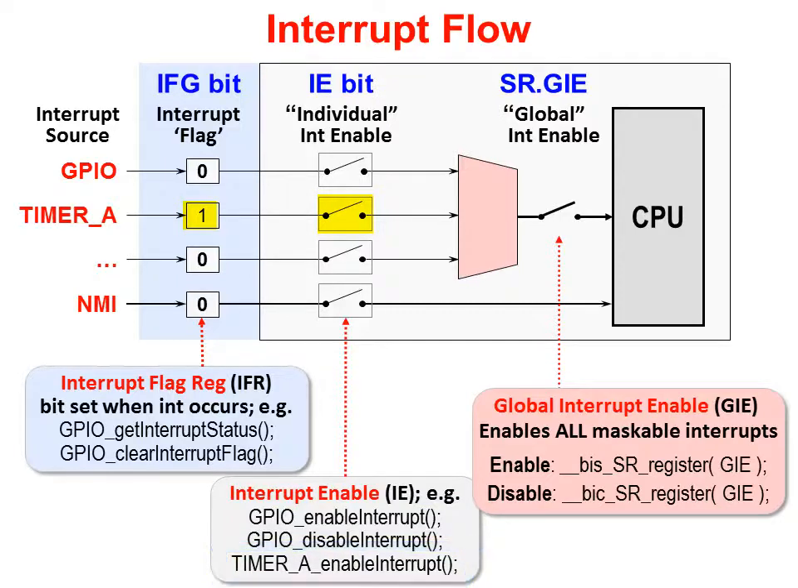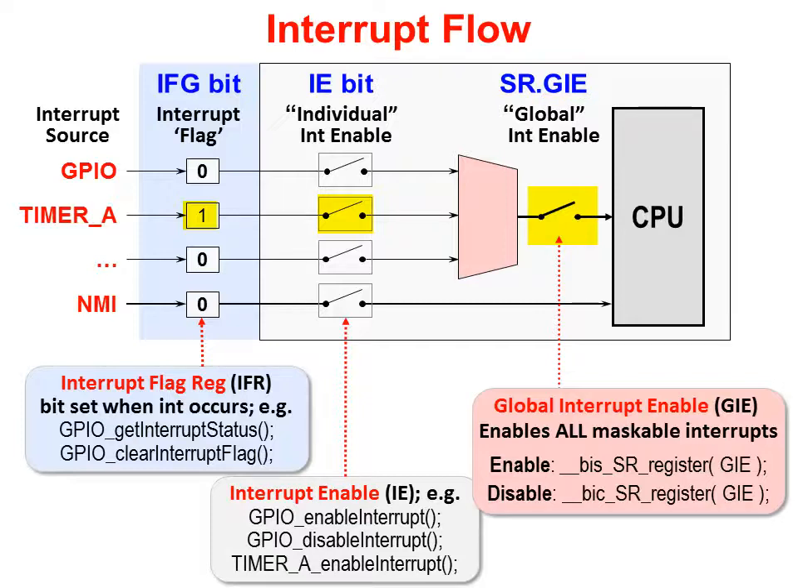Finally, there's a master switch that turns all the interrupts off. This lets you turn off all interrupts without having to modify every individual interrupt enable bit. The MSP430 calls this the Global Interrupt Enable, or GIE, and you find the GIE bit in the MSP430 status register, which is usually nicknamed SR.